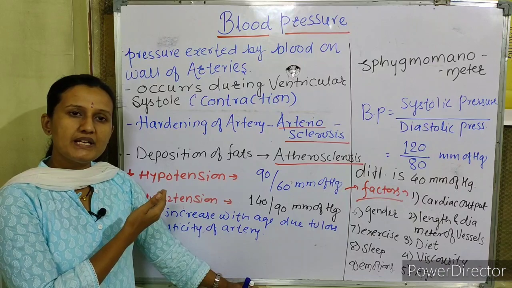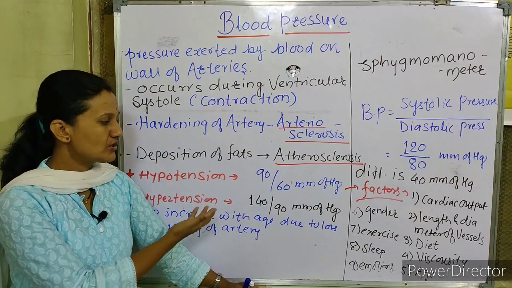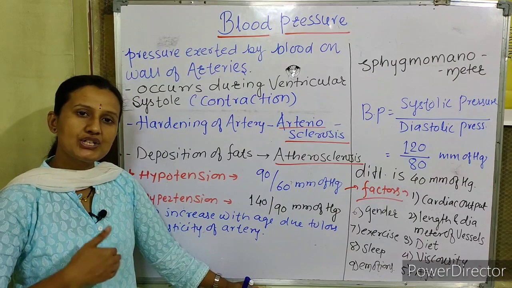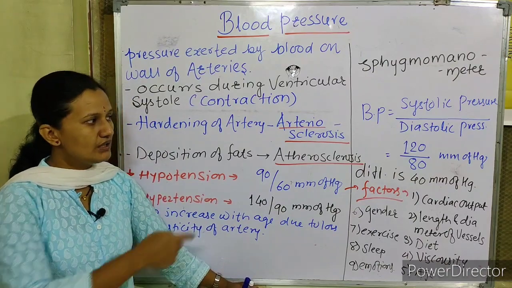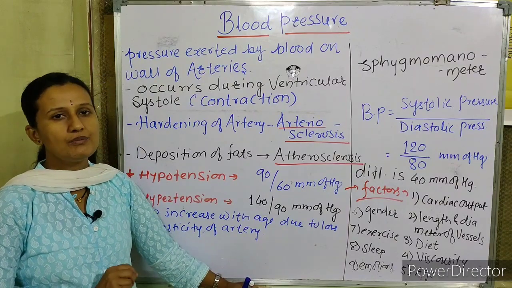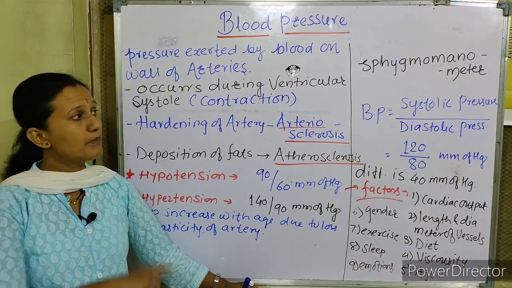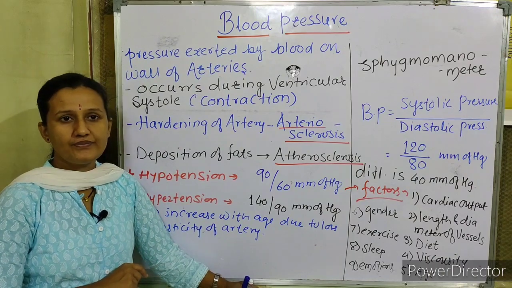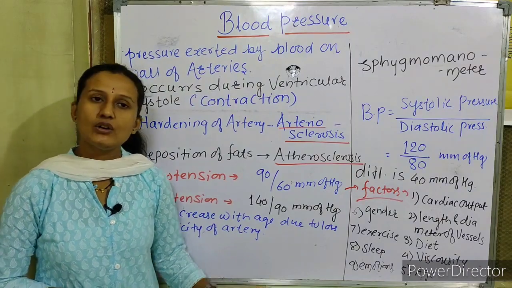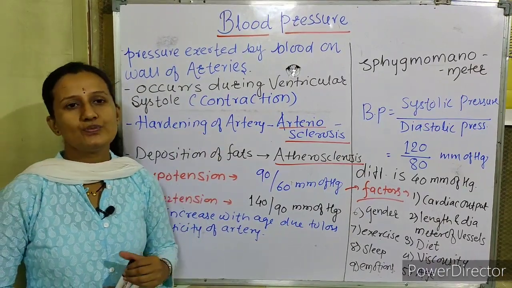And when BP decreases below the normal, that is called hypotension. When BP increases above the normal, that is called hypertension. Hypotension is 90 to 60 mm of Hg, and hypertension is 140 to 90 mm of Hg. The normal BP is 120 by 80 mm of Hg. The difference is 40 mm of Hg, meaning blood pressure is measured in terms of height of mercury column by sphygmomanometer. This is the brief idea about blood pressure and the factors affecting it, then systolic and diastolic blood pressure, and the main causes of blood pressure changes.